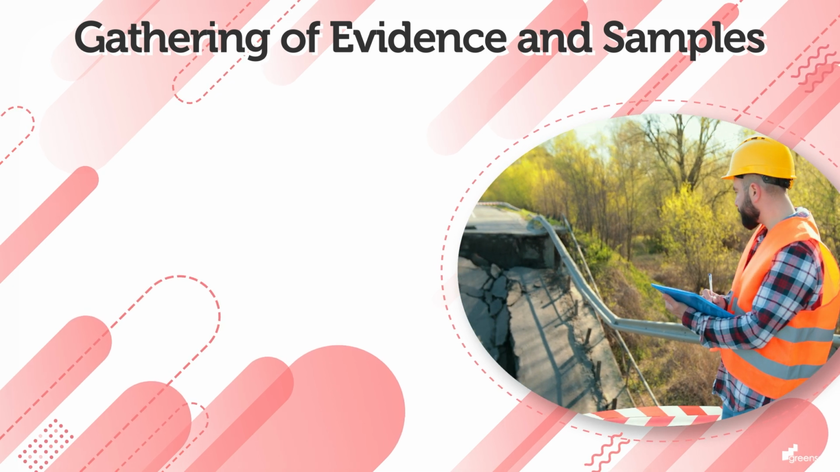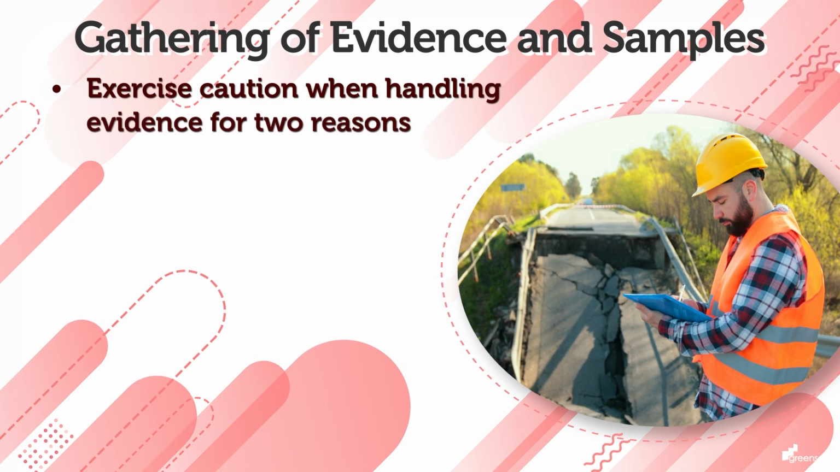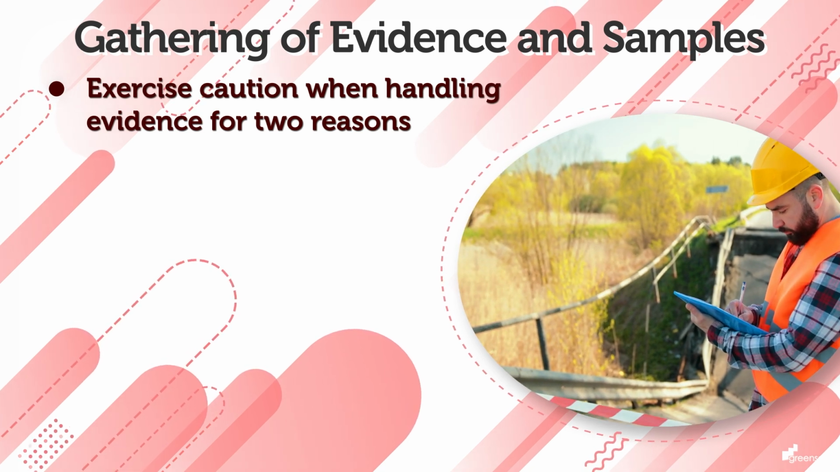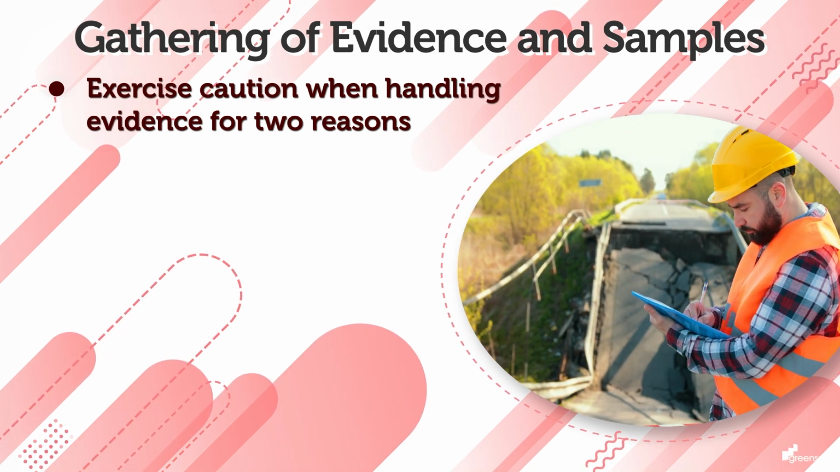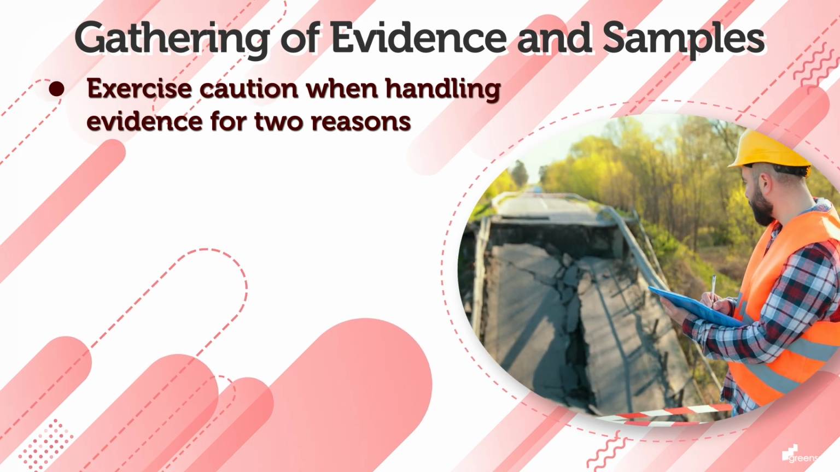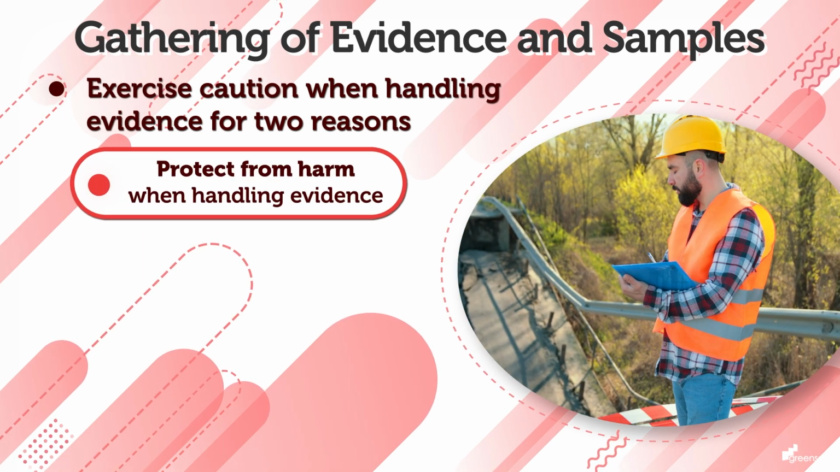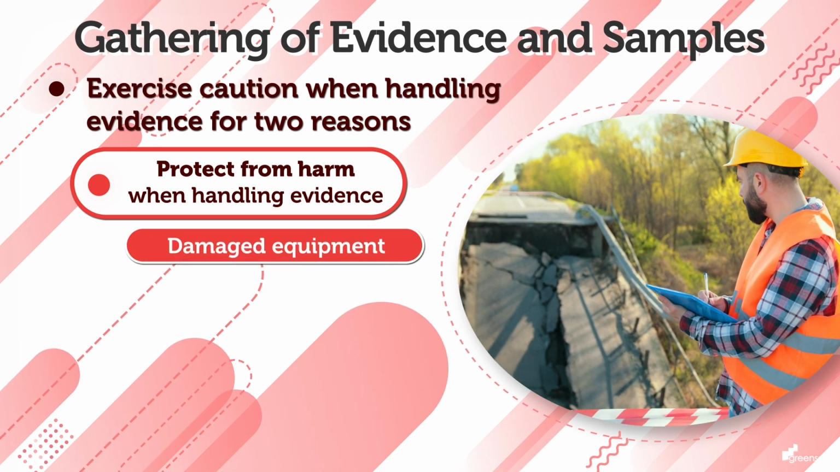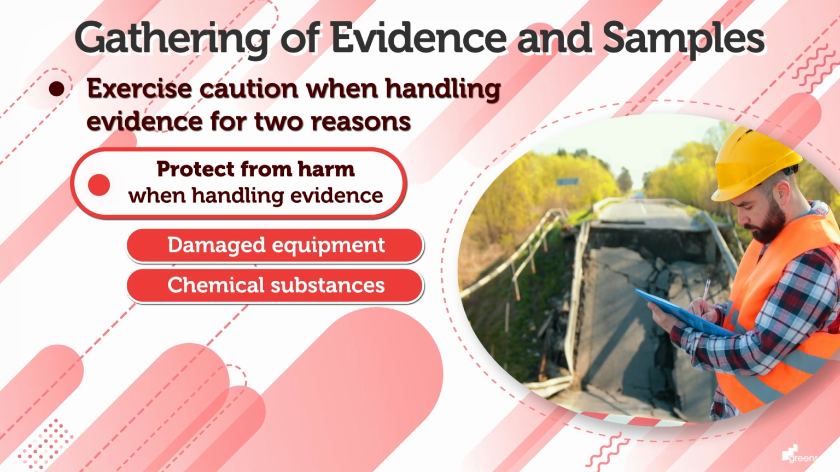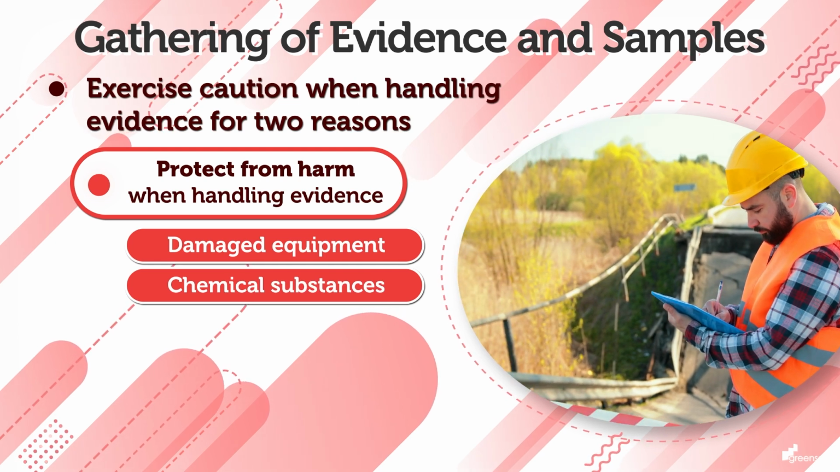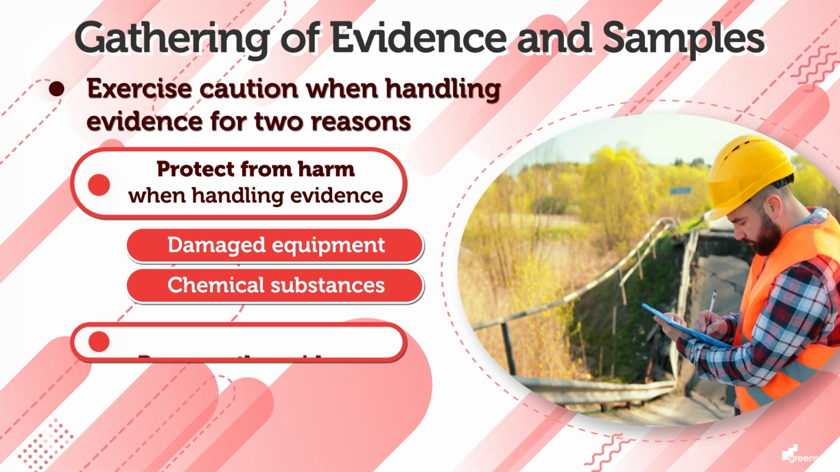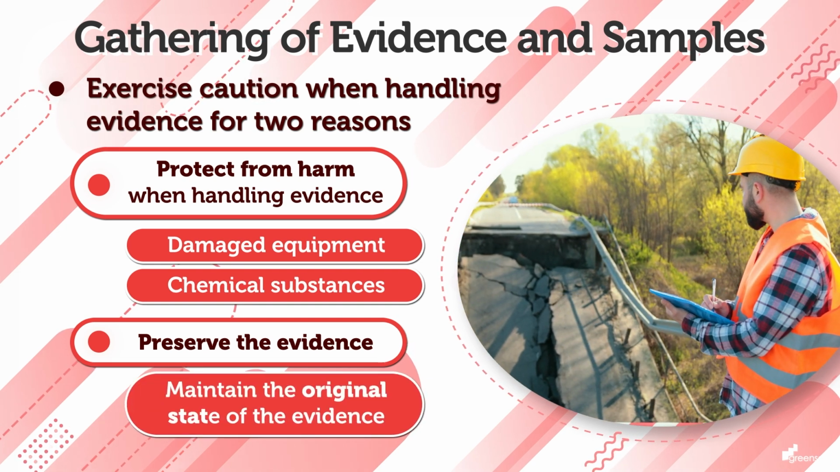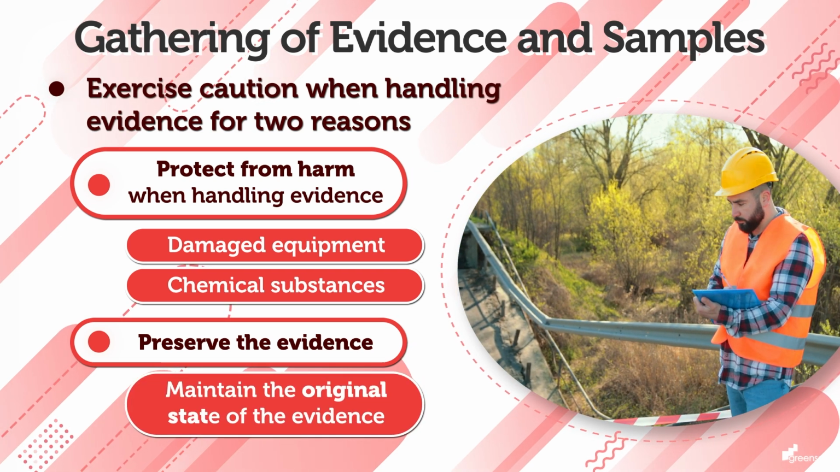Here are some tips on gathering evidence and samples as well. As an investigator, you must ensure to exercise caution when handling evidence. There are two distinct reasons for this. One is to protect ourselves from harm when handling evidence. Many times, evidence comes in the form of damaged equipment or chemical substances which can be dangerous. Two is to preserve the evidence. You should take care and maintain the original state of the evidence.